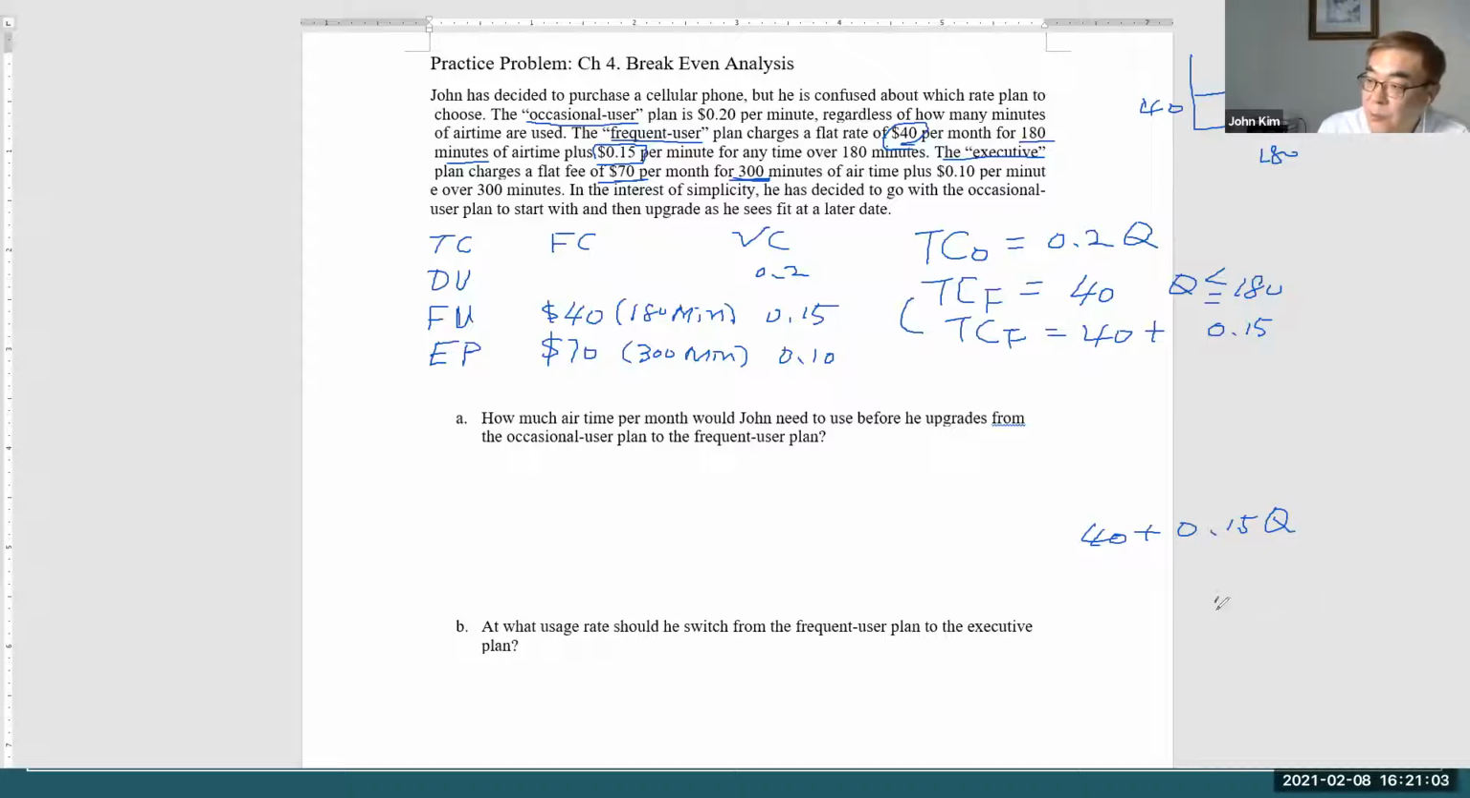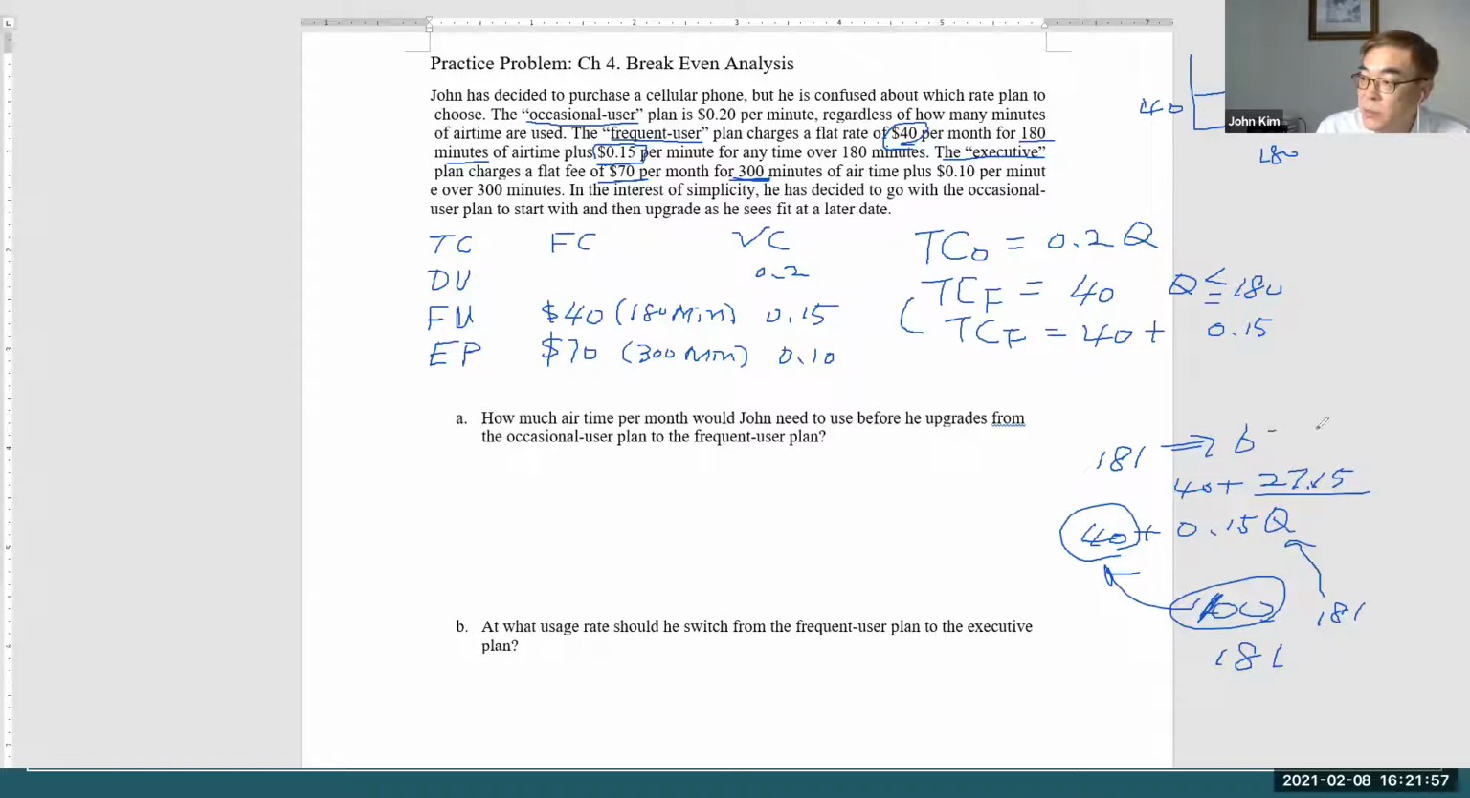If we just use $40 plus 0.15Q, then let's say we use 100 minutes, in that case only $40. But how about 181 minutes? Plug in 181 minutes. Let me calculate: 181 times 0.15 equals 27.15. So $40 plus 27.15. So if you use 181 minutes, then the cost is 67.15. But suppose it is only 1 additional minute, in that case $40 plus only 0.15.